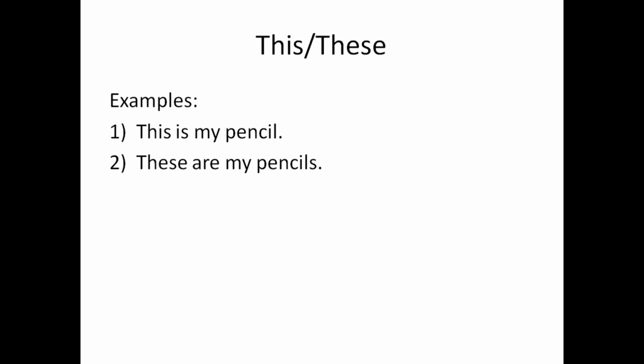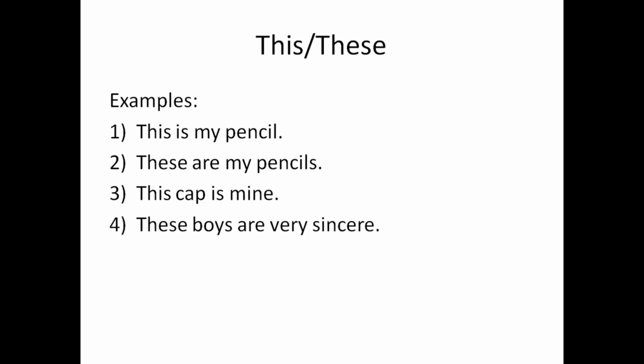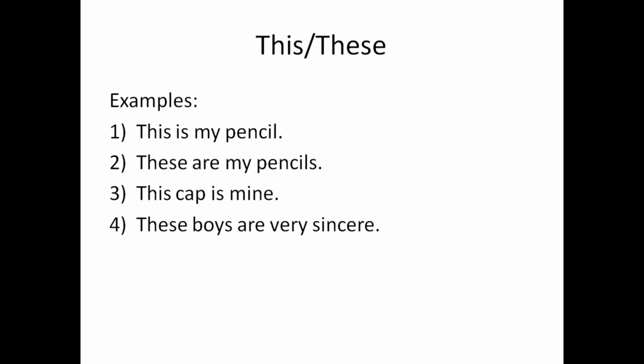Examples. This is my pencil. Obviously, pencil is near to me. These are my pencils. Pencils are plural in number and pencils are nearer to me. This cap is mine. Cap मेरे नजदीक है. These boys are very sincere. Boys means they are present in front of me. लड़के मेरे सामने हैं. In case of plural nouns, we will use these. In case of singular, we will use this. And these are used when something or some person are near to us.